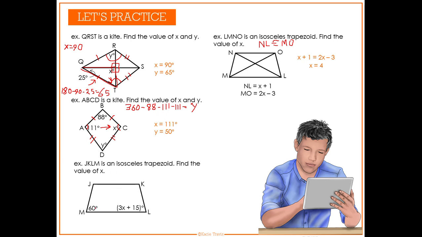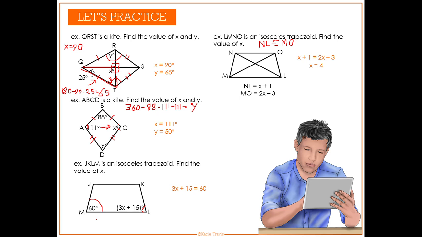So let's go through and deal with some stuff. I know that in an isosceles trapezoid, sorry about that, folks, the base angles here are congruent. So that means I can set these guys equal to each other. Nice and easy. So I got 3x plus 15 is equal to 60.